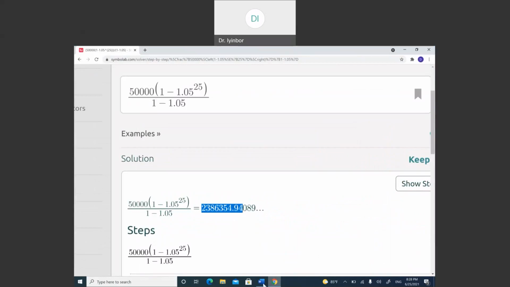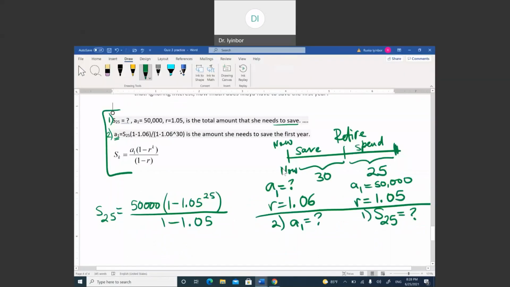I'm just going to copy this number, and I'm going to put that answer here. So this is how much she needs to save. And so this is 2 million and so on, right? That's how much she needs to save. So that's my first step. And this is what you're going to put in your calculator, and this is the answer for the first step.